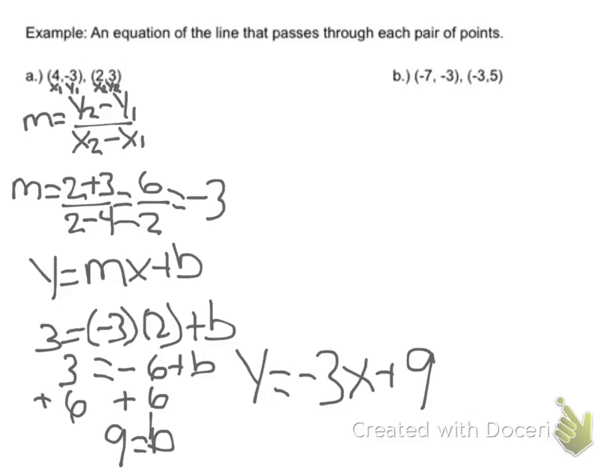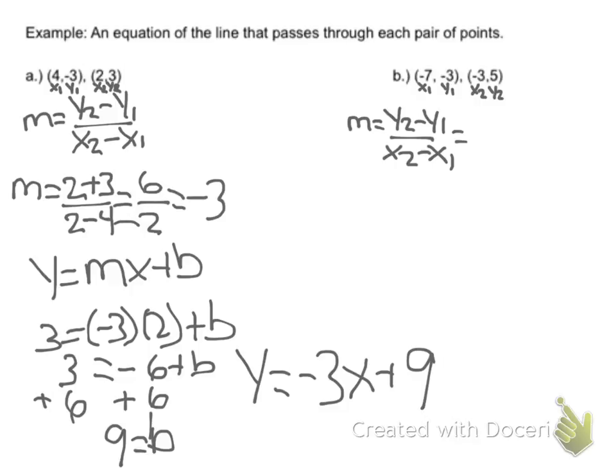So we have to do the exact same thing. So m equals y2 minus y1 over x2 minus x1. And now we need to figure out what we want to use. So this is going to be my x1. This is going to be my y1. Negative 3 is going to be my x2. And then 5 is going to be my y2. So now we just plug it in.